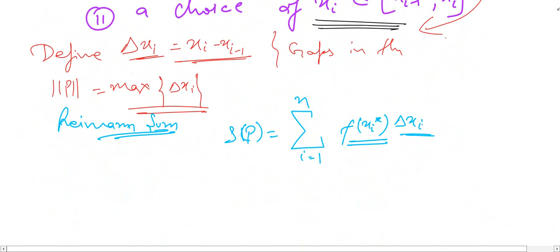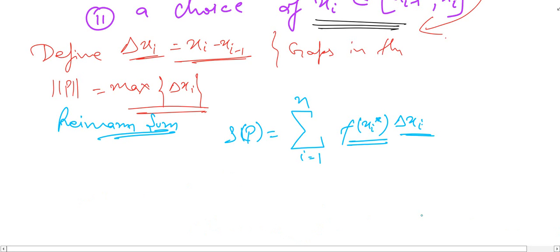And when the norm of P tends to 0, that means there are infinitely many rectangles, then the area which was extra or left out would become 0, and we would get our exact area.